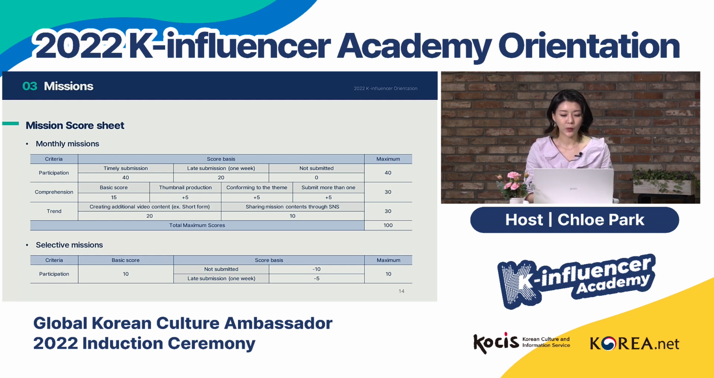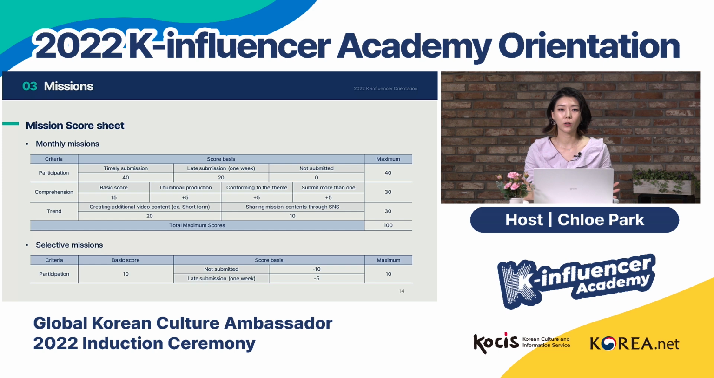So the basic score for this comprehension part is 15 points. And if you've produced your thumbnail really well, then we give an additional 5 points. And if you conform to the theme, that means you stick to the theme very strictly, you understood the theme very well, and you create content not based on your own view but follow the theme, there will be additional 5 points. And there's another thing that's good. If you submit more than one, you will be given 5 points for that. But it's only going to be 5 points. Even if you submit more than one, it's not going to be 5 additional points for each one of them. So it's not going to be like 5, 10, 15 for 1, 2, 3 contents, but only 5 points for additional missions.